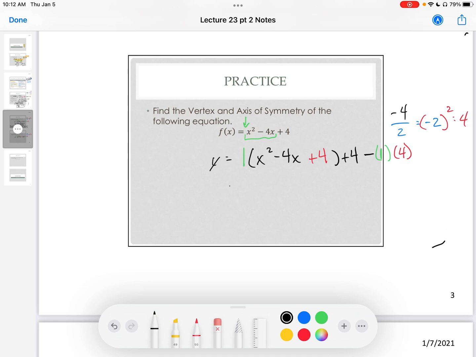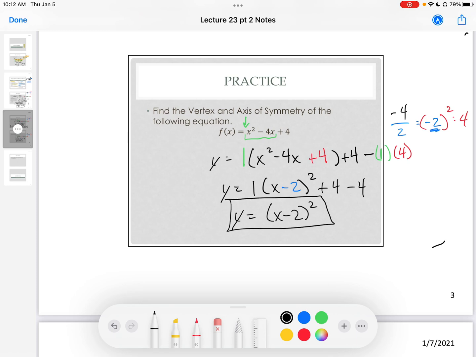All right, I'm ready to keep moving. Y equals 1 times (x something) squared, because I forced this to factor. This is where my secret number comes into play. And on the back side, I have a plus 4, minus 1 times 4 would be a minus 4. So I end up with y equals x minus 2 squared, and then plus 4 minus 4 is 0. So this is my vertex form for this parabola here.